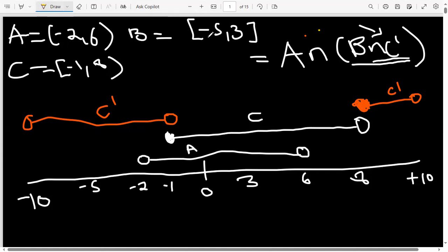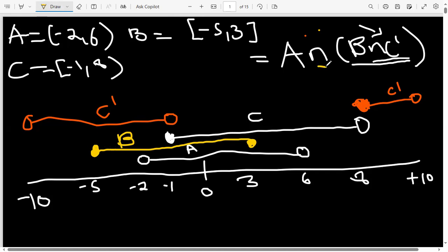Okay, so set B is from -5 to 3, and both of them are included. So I'm going to shade here, and then I'm going to shade above 3 here. Then I'm going to draw this as my set B.